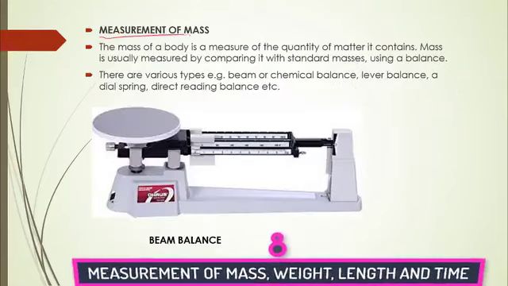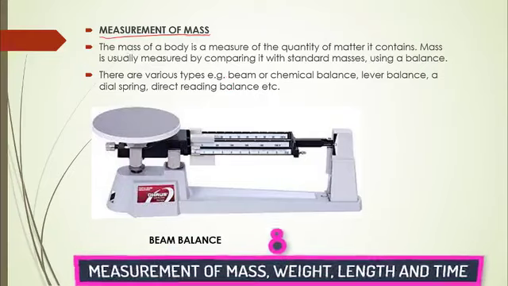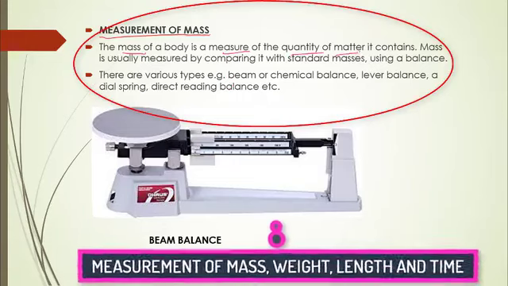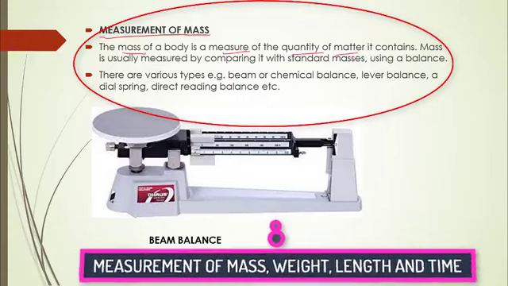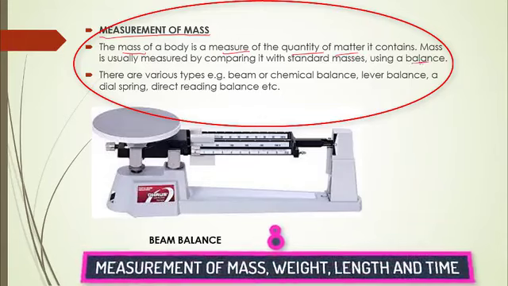And then when it comes to mass too, we have so many instruments that we can use in measuring mass. Let me take this time to define what mass is. The mass of a body simply refers to a measure of the quantity of matter that this body contains. Usually we measure mass by using an instrument called a balance.